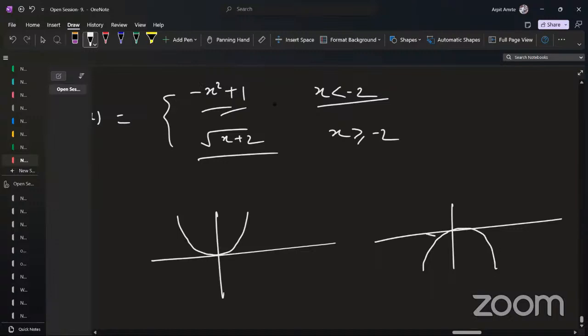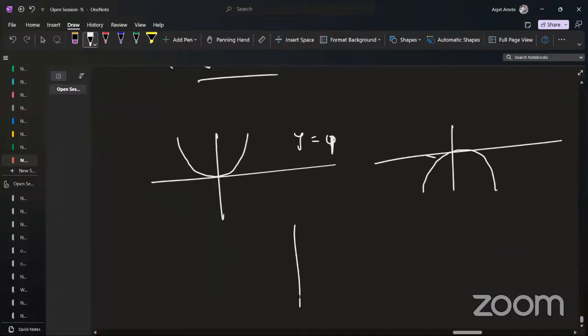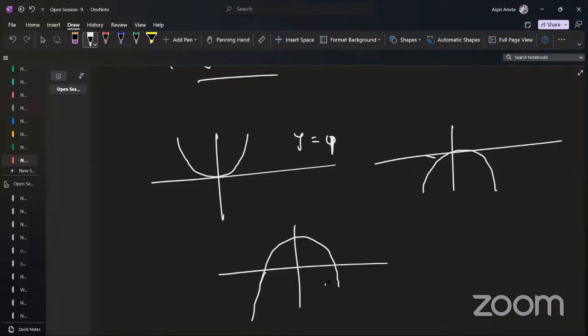Now I am adding plus 1. What does adding plus 1 mean? Shifting down by 1 unit, or shifting up? Shifting upward. If I put x equal to 0, then y will be 1, so it will be shifting up. This will be the graph. It is shifting up. Now this will be my minus x square plus 1 graph.